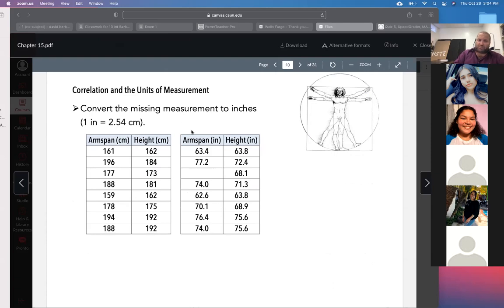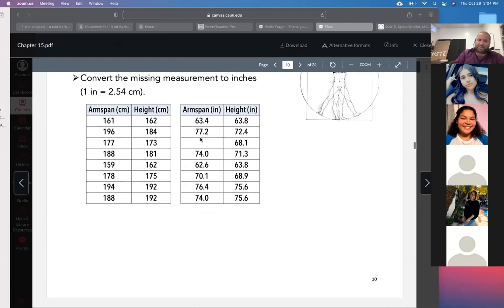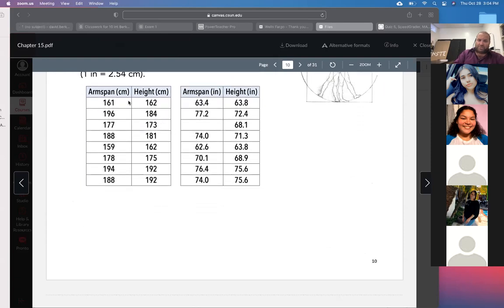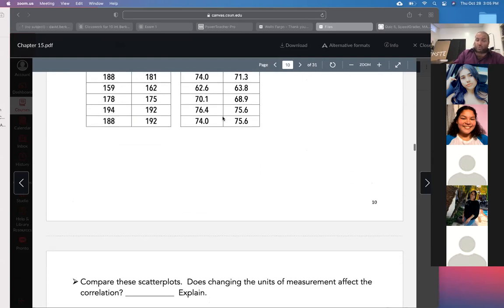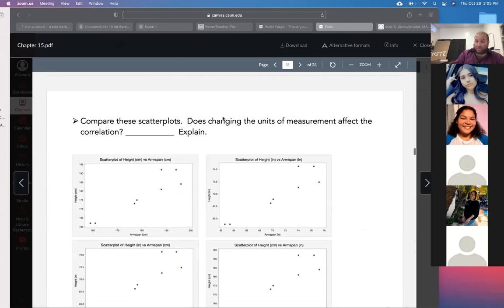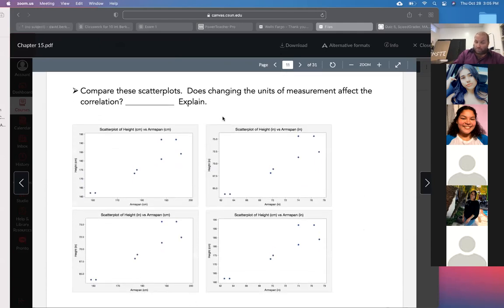Convert the measurements to inches. So the idea of this one is as follows. If you change from height in centimeters and arm span in centimeters to height and arm span in inches, the question is, will the correlation change? And the answer is no.